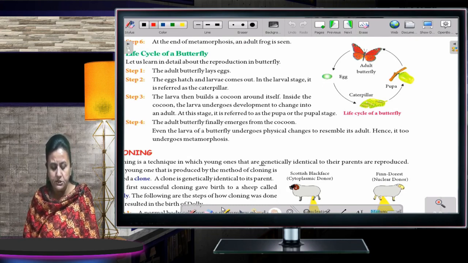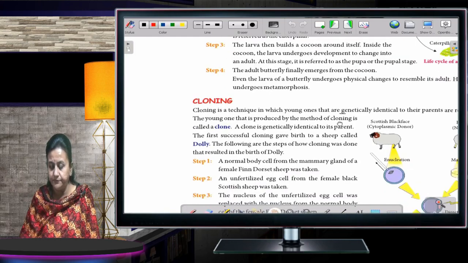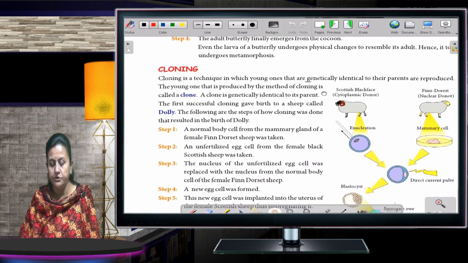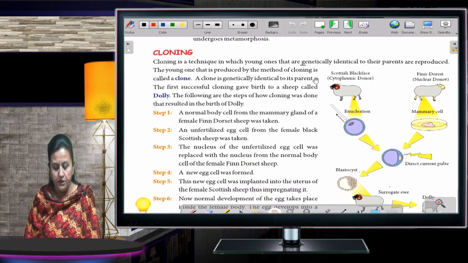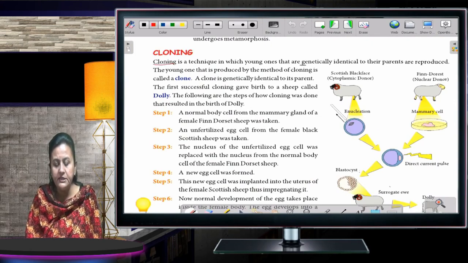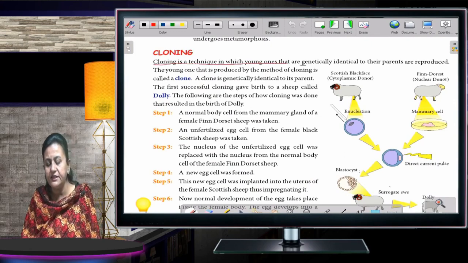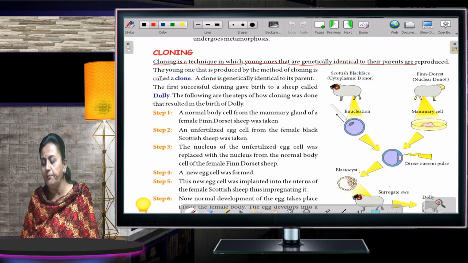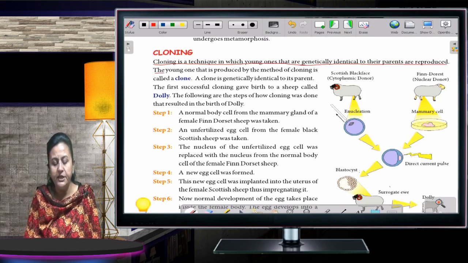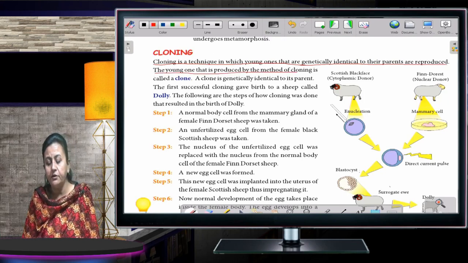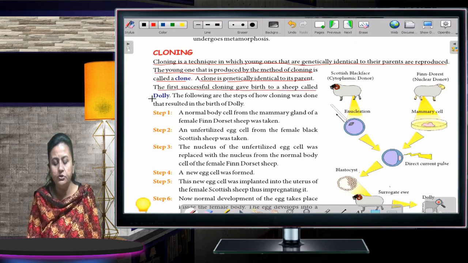Now what is cloning? This is a new term for you, cloning. You can see on your screens, cloning. Cloning is a technique in which young ones that are genetically identical to the parents are reproduced. The young one that is produced by the method of cloning is called a clone. A clone is genetically identical to the parent. The first successful cloning gave birth to a sheep called Dolly.